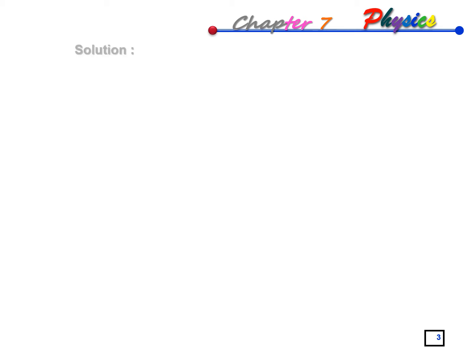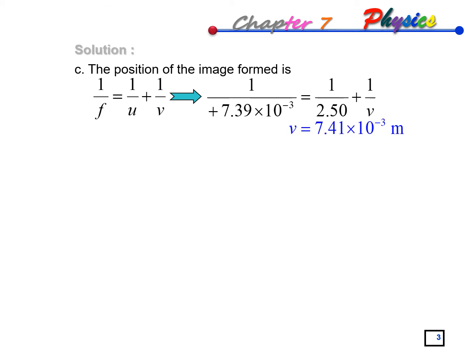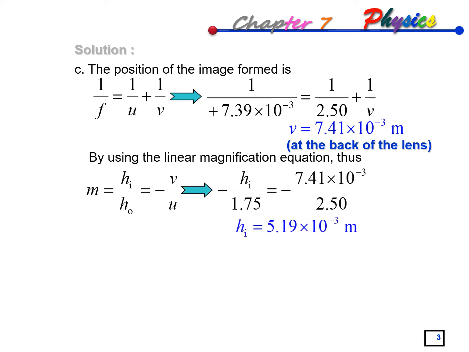Now the position. Since we have the focal length and object distance, we can find the image distance. Just replace in and find the value of V, which will end up with 7.41, where the image will be formed at the back of the lens. If we use the magnification, we will end up with the height of the image 5.19, negative 3 meter or 5.19 millimeter.